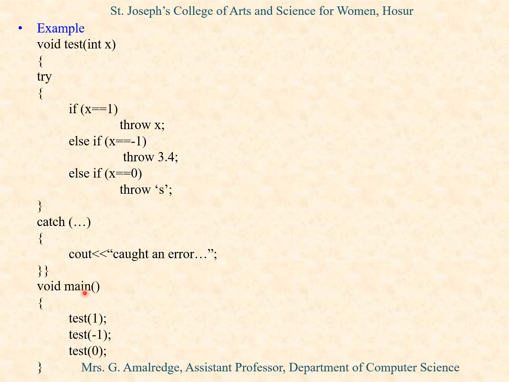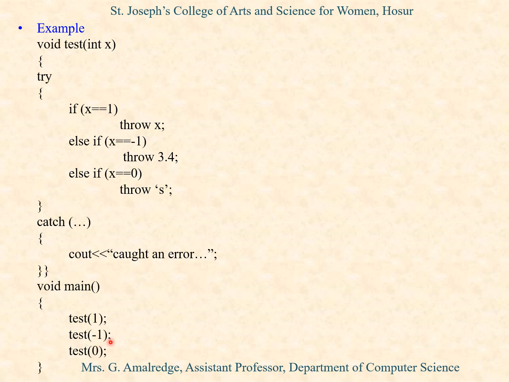In the main function we are going to call the test function with the value 1. If the value is 1, it automatically tests that the value x is equal to 1, then throws x. So it gets an integer error. It automatically goes to the catch block and prints caught an error. And the control again comes back to the main block.